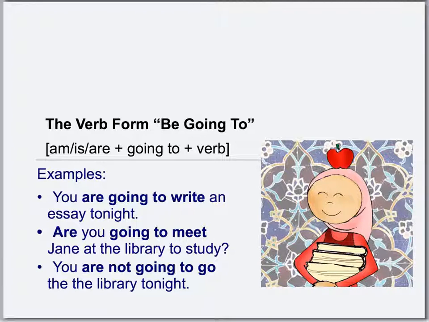Are you going to meet Jane at the library to study? Are is accompanied by going to and the verb meet. You are not going to go to the library tonight. Are, negated by not, is accompanied by going to and the verb go. Pause the video now to practice the verb form be going to on your assignment sheet.